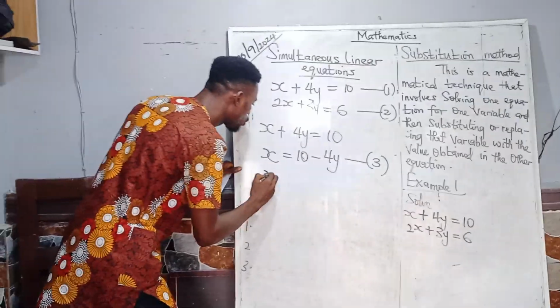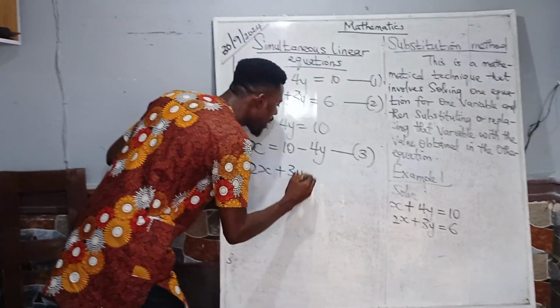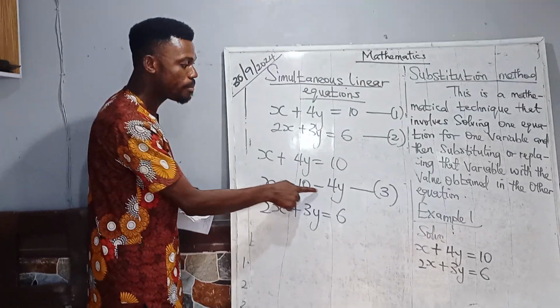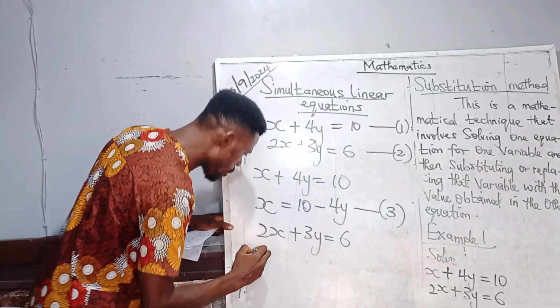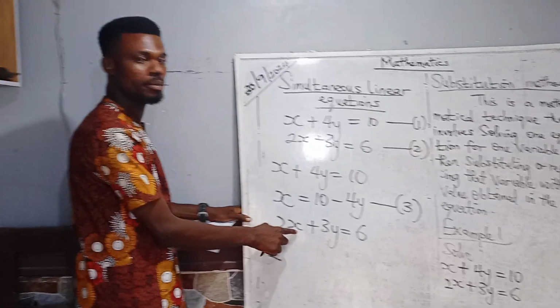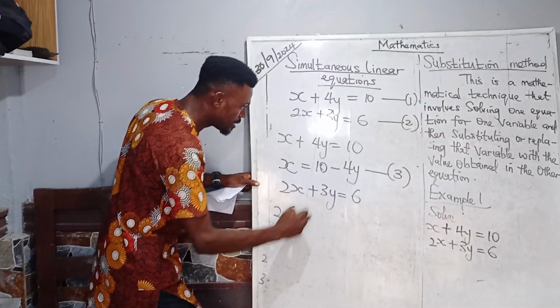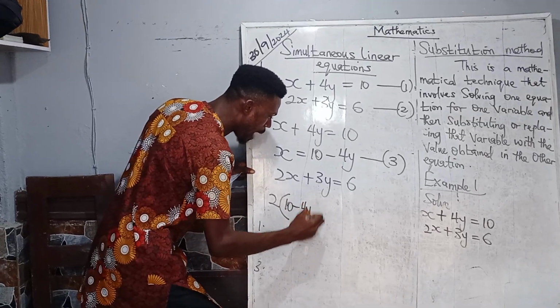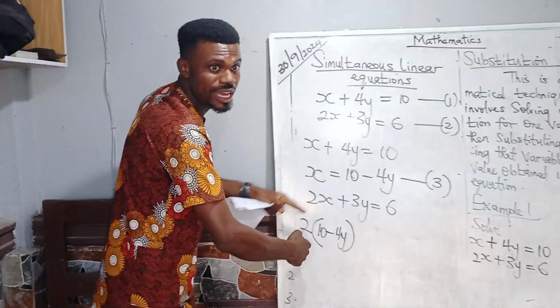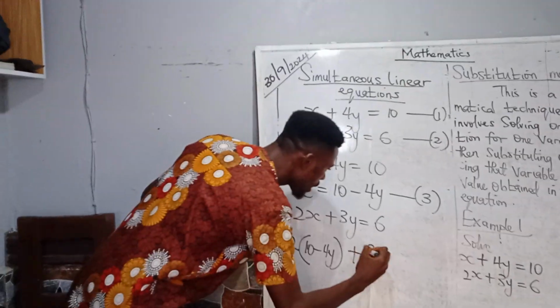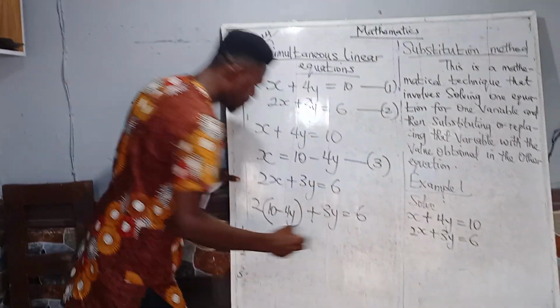So instead of having 2x plus 3y equal to 6 in equation 2, I'm going to replace this x with 10 minus 4y. Okay? Now 2x simply means 2 times x. This is the value of x now. That means 2 times 10 minus 4y. I put it in brackets because I have two terms, so that the bracket can cover the two terms, plus 3y equals 6.